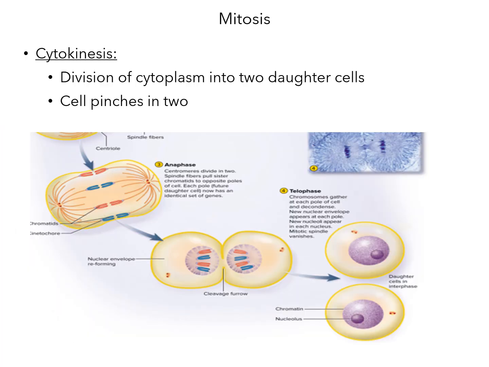The next stage of mitosis is called cytokinesis. Cytokinesis is the stage where the cell physically divides into two daughter cells. So there is a complete separation of the cytoplasm into two daughter cells. So here you can see the two daughter cells are now separate and they start functioning independently. So this completes the division of the cell.